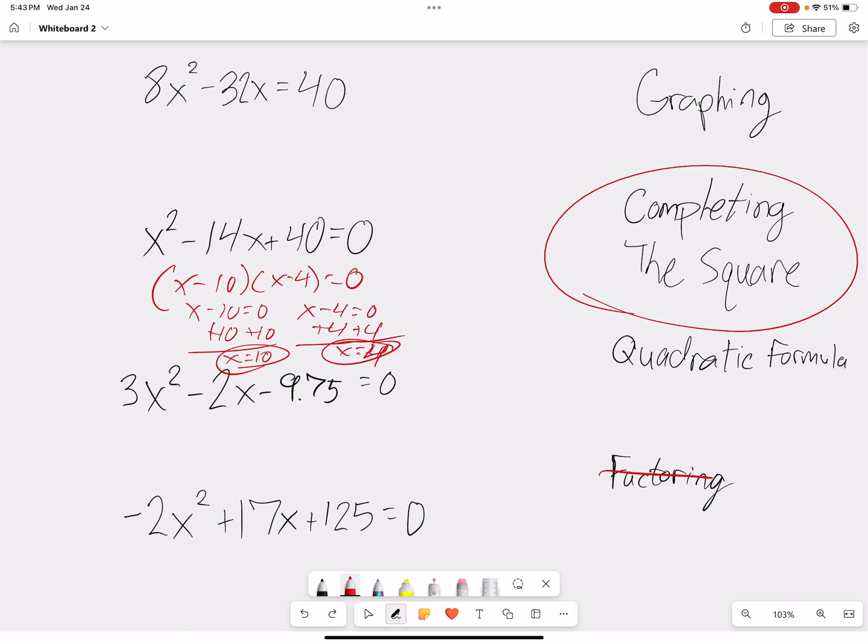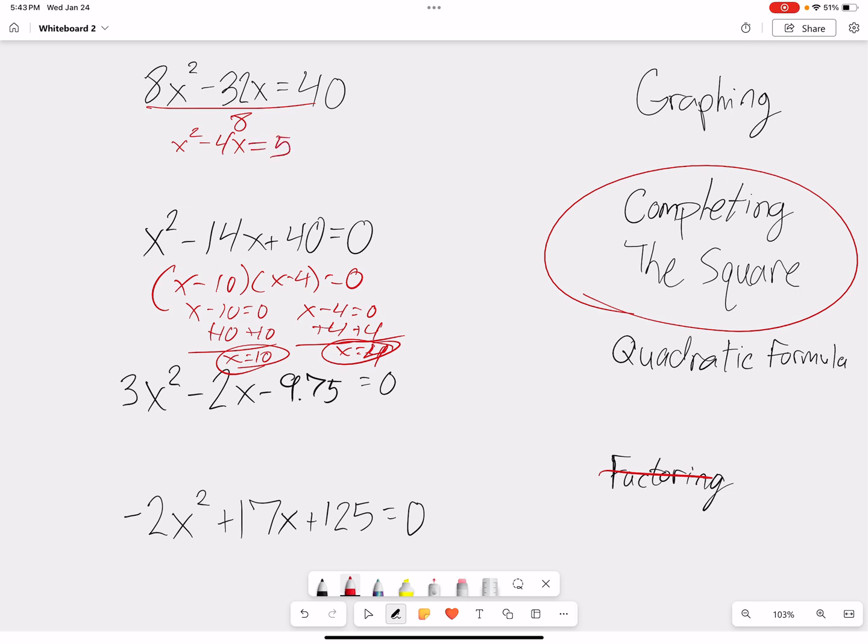Especially since the nice thing for completing the square is you want this C value on the other side. Whereas for graphing, quadratic formula and factoring, you want them all equal to 0. So let's see if completing the square works here. First, I'm going to divide everything by 8 because I want just a regular x squared. That is, I want the a value to be 1.